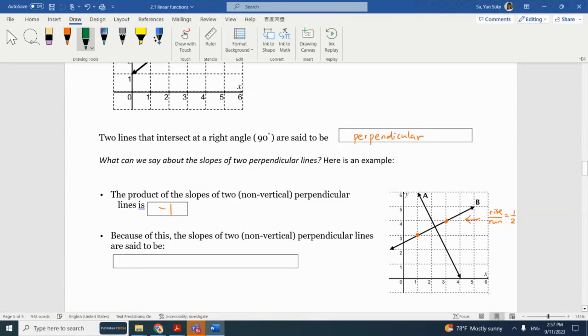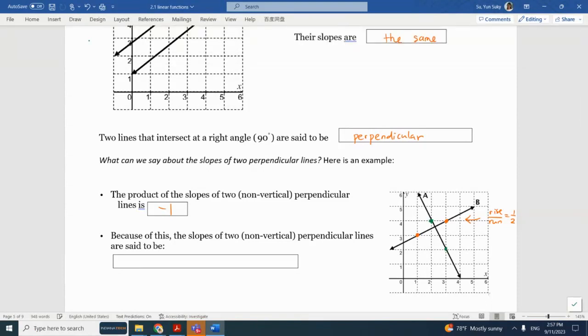And how about the other one? Let's look at this point and this point. You go to the right 1 unit, so the run is 1, and you go down 2 units, so the rise is -2. Do you see the product? -2 times 1/2, the product is -1. So the product of the slopes of two perpendicular lines is -1. Because of this, the slopes of two perpendicular lines are said to be negative reciprocals. Okay, everybody?